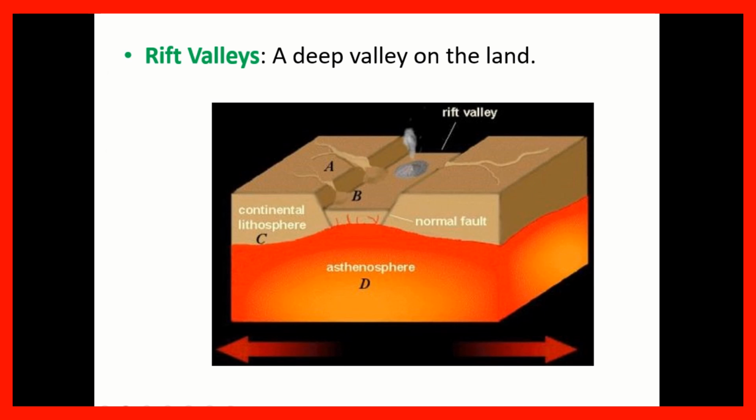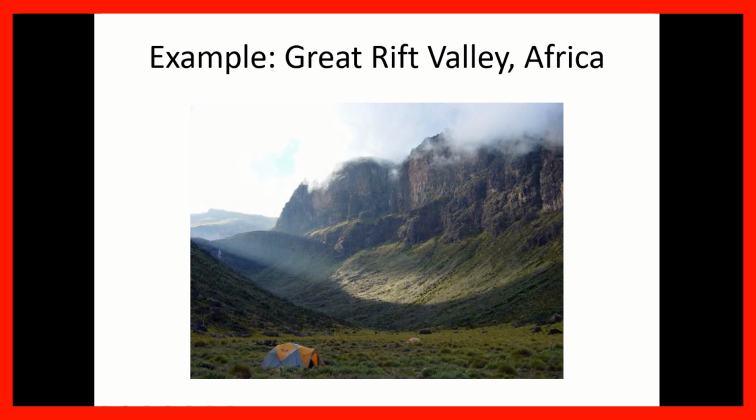Now, rift valleys are what happens when land is being pulled apart. Okay, so a deep valley happens on the land. So in Africa, right around the Horn of Africa, the horn is pulling away from the rest of the African continent. So one plate is here, one plate is over here, and then you get this U-shaped valley in between. Okay, so it's being stretched thin here.